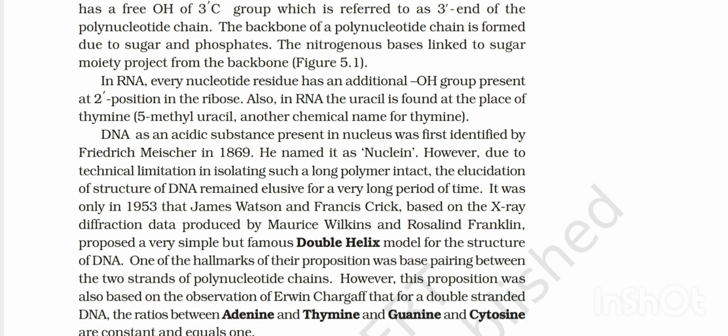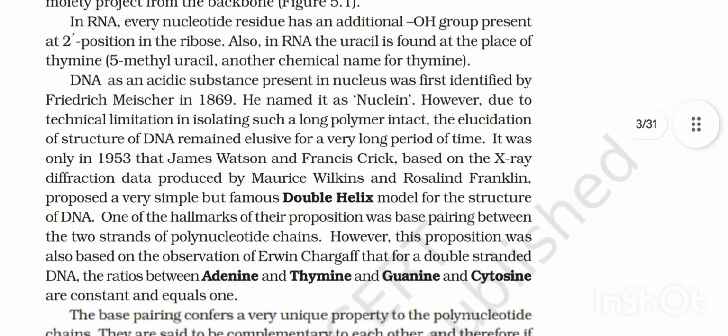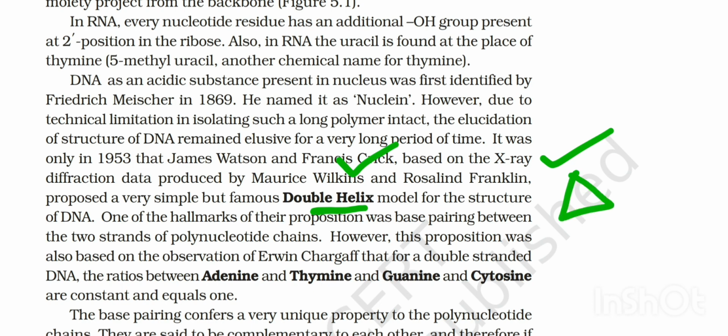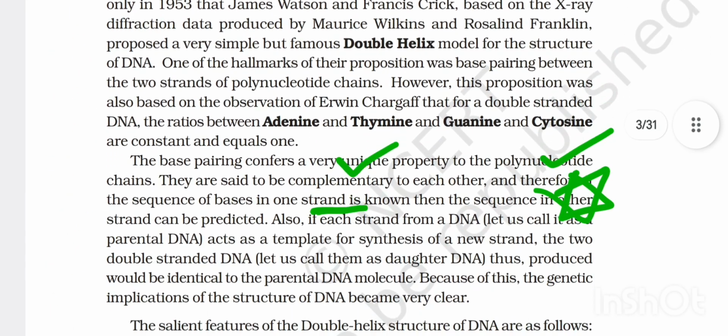DNA, an acidic substance present in the nucleus, was first identified by Friedrich Miescher. He named it nuclein. However, due to technical limitations in isolation, such as keeping the long polymer intact, the elucidation of the structure of DNA remained elusive for a very long period of time. It was only in 1953 that James Watson and Francis Crick, based on the X-ray diffraction data produced by Wilkins and Franklin, proposed a very simple but famous double helix model for the structure of DNA.